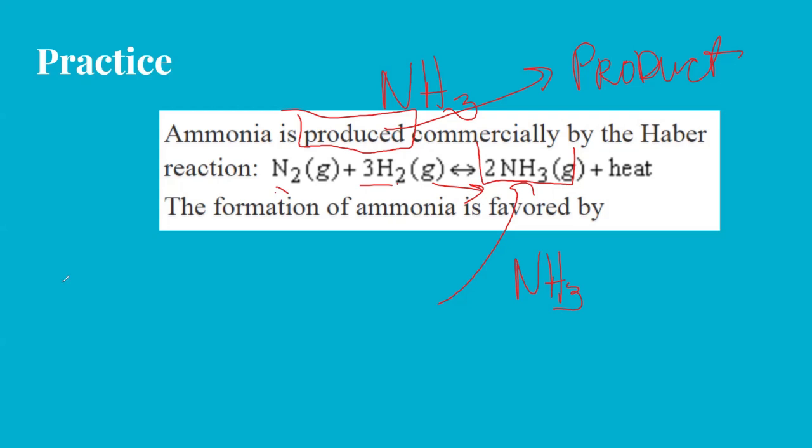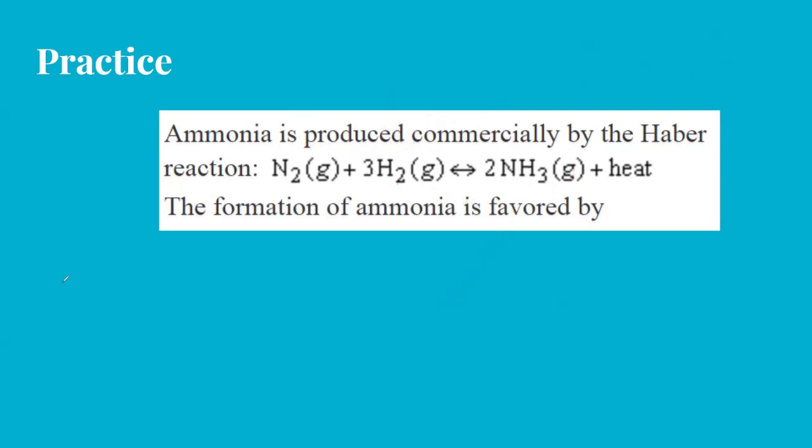All right, let's go back to talking about shifting some things. Favor means I want that to happen, right? I want to favor ammonia forming. What can I do to this reaction to make it go towards making more ammonia? That's the forward reaction. Well, first thing I could do is I could add more N2. That would favor the forward reaction. I could also add more H2. That would favor the forward reaction. Those are pretty much my two options.